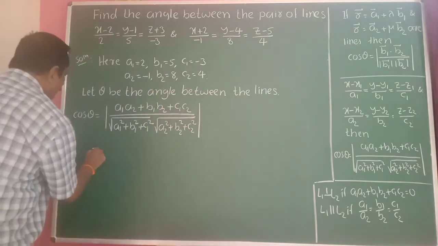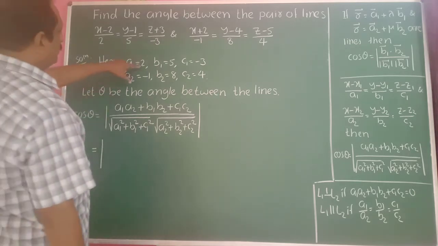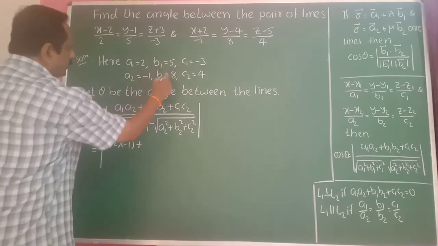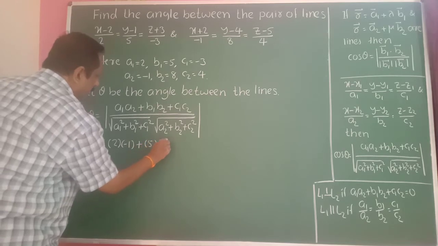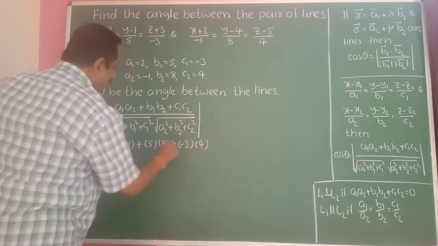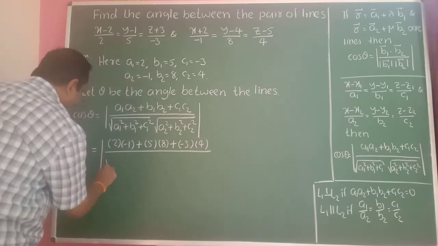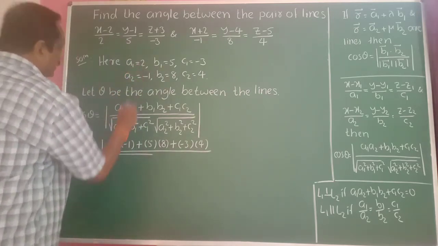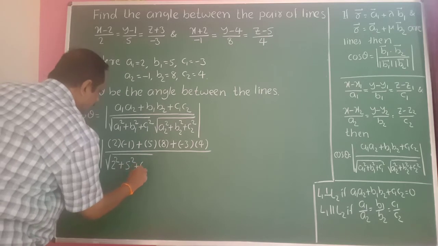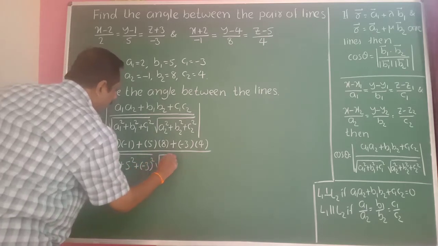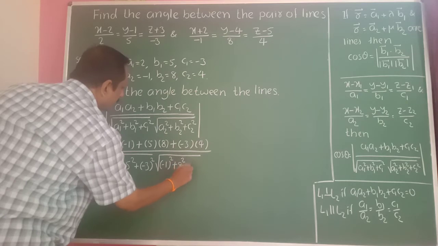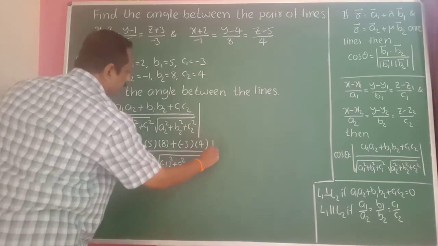Therefore, this is equal to modulus of a1 into a2, 2 into minus 1, plus 5 into 8, plus minus 3 into 4, divided by root of 2 square plus 5 square plus minus 3 square, then the root of minus 1 square plus 8 square plus 4 square.